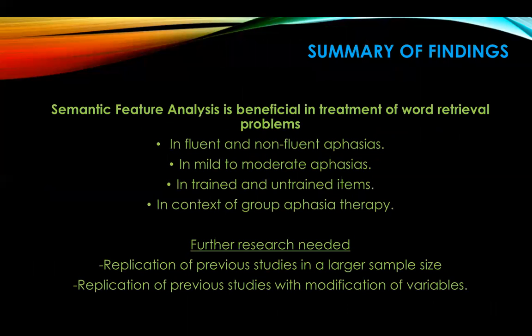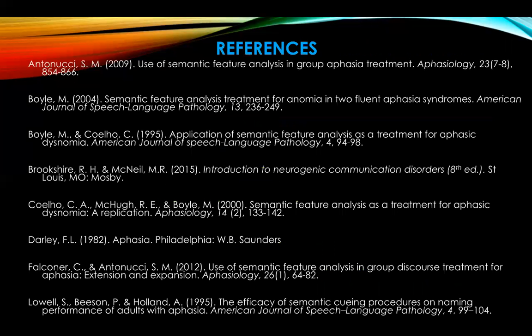In conclusion, the use of semantic feature analysis in these studies demonstrates positive gains for fluent and non-fluent aphasics. More gains were noticed in mild to moderate aphasias and in trained and untrained items. The approach can be used in group therapy as well, though more research is needed involving large, diverse groups to substantiate the exact conditions under which specific aphasic populations would make the most gains. And variables such as frequency of probing, generalization, and individual versus group therapy can also be investigated and modified to improve treatment outcomes. Thank you.